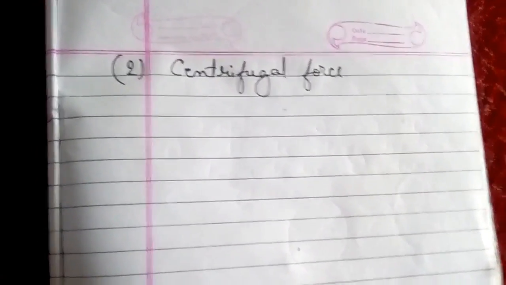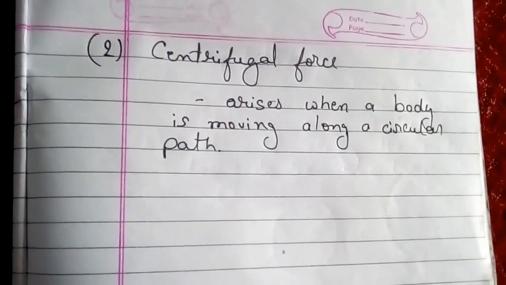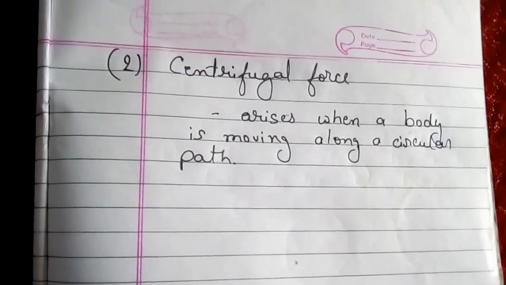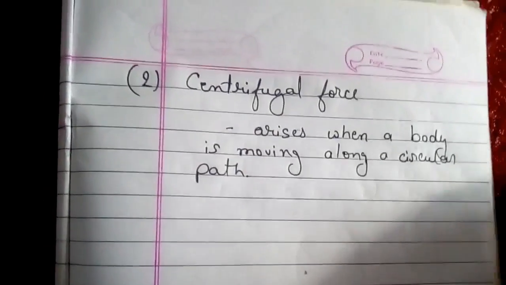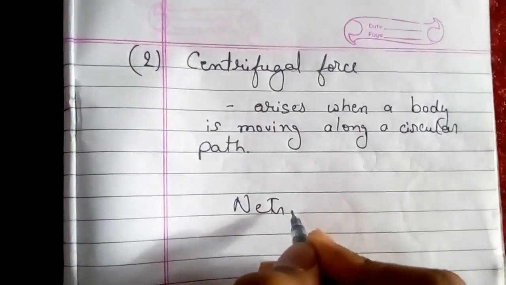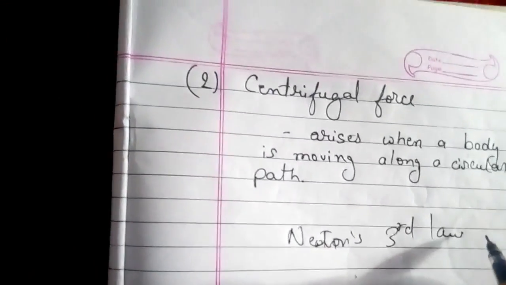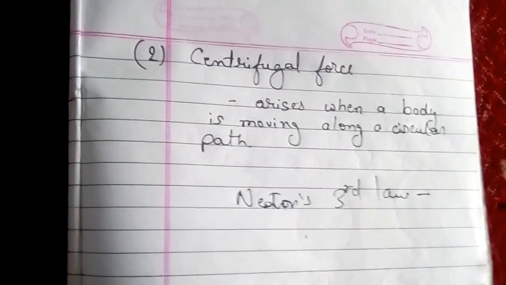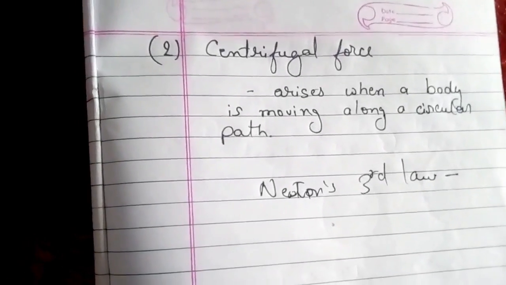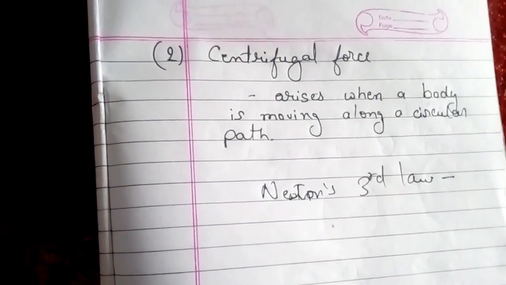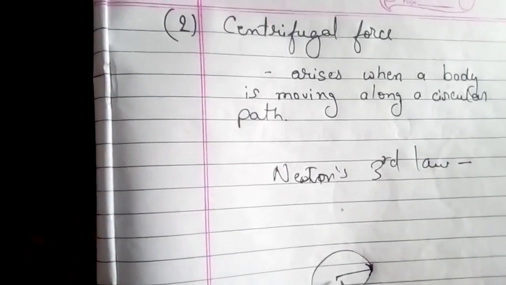Now, centrifugal force. Centrifugal force arises when a body is moving along a circular path. Now you might be thinking that when a body is moving along a circular path, centripetal force acts. Yes, but keep in mind Newton's third law of motion: every action has an equal and opposite reaction. So the force that arises due to centripetal force is centrifugal force, which acts opposite to the centripetal force, in the opposite direction, but along the radius of the circle.